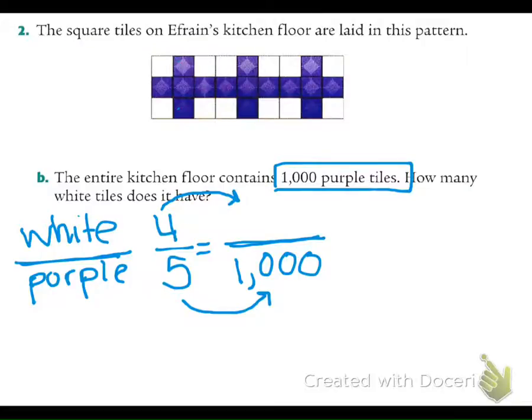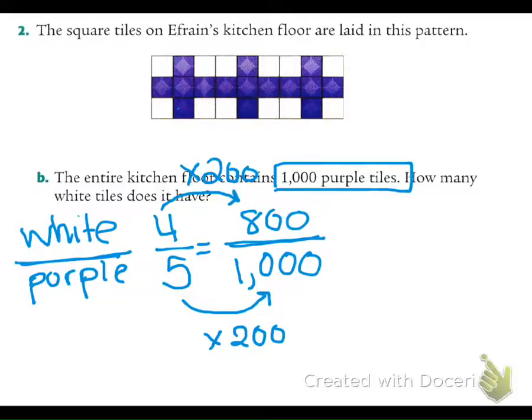Pause for a moment and think what I'm multiplying 5 times to get to 1,000. If you're thinking times 200, then you're correct. 5 times 200 equals 1,000, so that means I need to multiply my white tiles times 200. 4 times 200 equals 800.